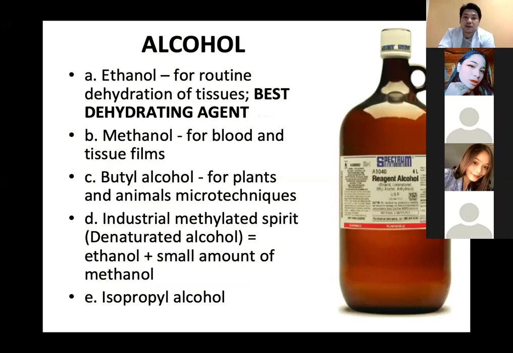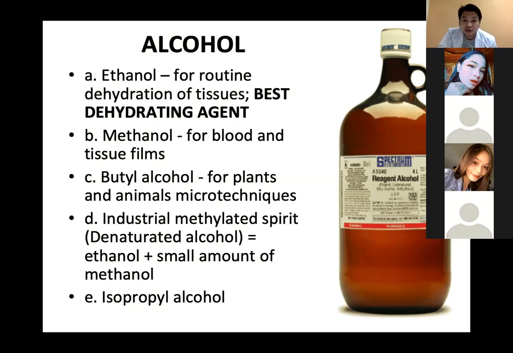Okay, first is ethanol. It is for routine dehydration of tissues. Okay, the best dehydrating agent. Also, methanol for blood and tissue films. Methanol, we use that when we also fix our blood films. Okay, and yung mga bone marrow slides natin.